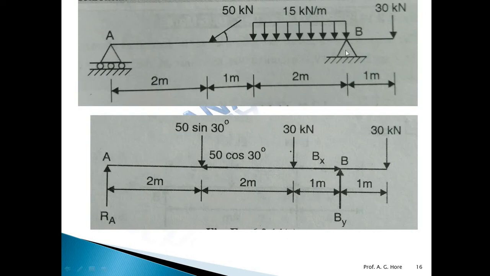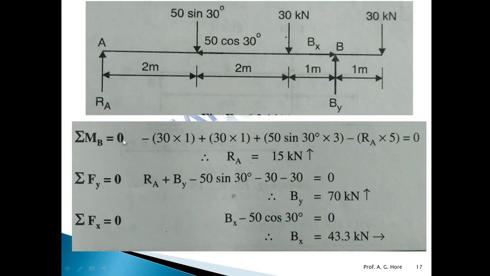Then B is the hinge support, with one horizontal reaction and one vertical reaction, and at the end of that beam there is a 30 kilonewton vertical, downward weight. So this is the entire FBD of this beam. Now apply the three conditions one by one.